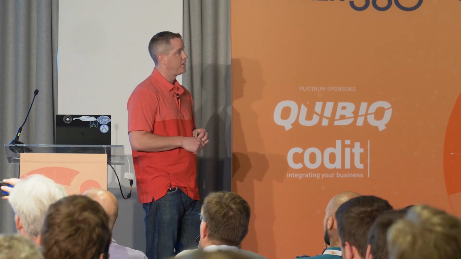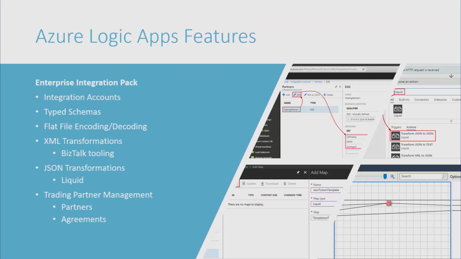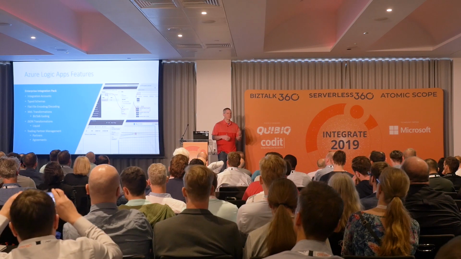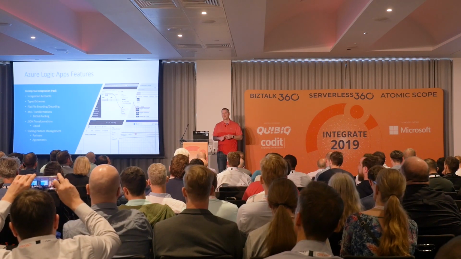In addition, and this is a key difference between both of the platforms, is the enterprise integration capabilities, which is, I'm sure, why most of you are here. By leveraging the integration account, you can actually take your typed schemas and perform flat file encoding, decoding, have XML transformations, JSON transformations, and have trading partner agreements and partners. These are all scenarios that don't light up inside of Flow natively. Obviously, you can do a bunch of expressions and things of that nature, but I wouldn't recommend it.